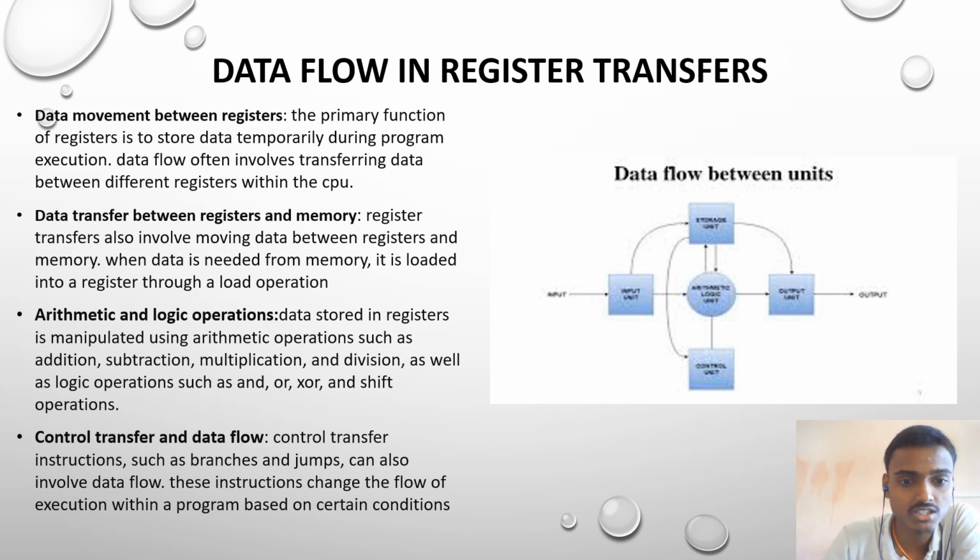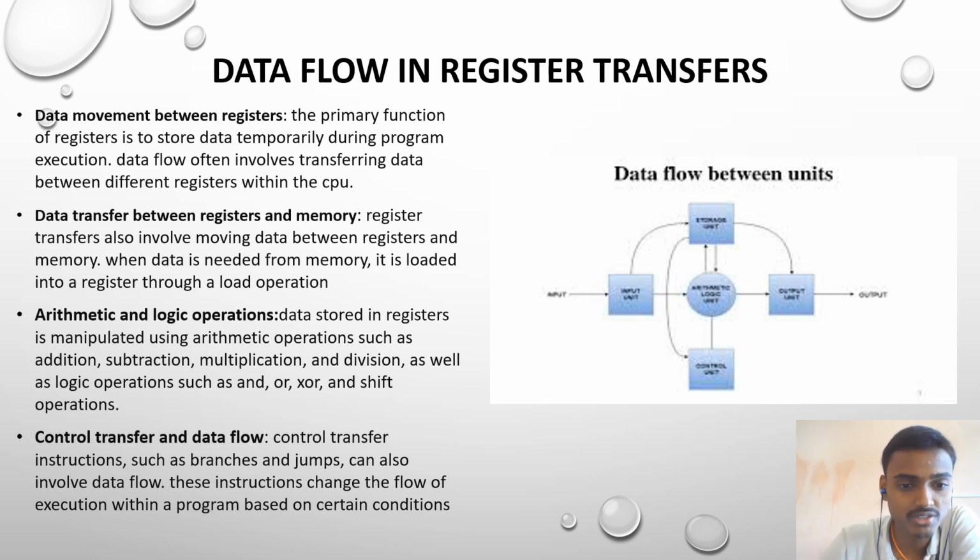Data movement between registers. The primary function of a register is to store the data temporarily during the program execution. Next, data flow often involves transferring data between registers within the CPU. In order to perform a certain operation or execute a program, the data has to be transferred from one register to another register, or between register and CPU. Because in the CPU we get a signal called the load signal, based on certain conditions, in order to perform certain operations.